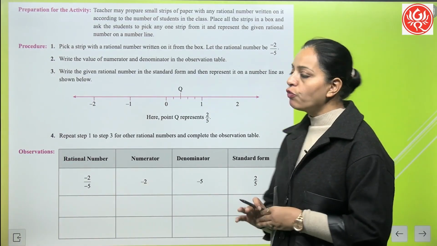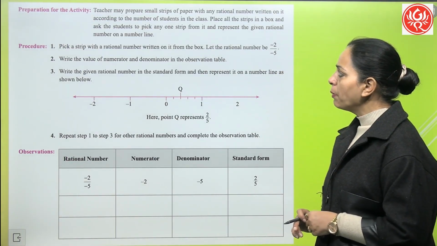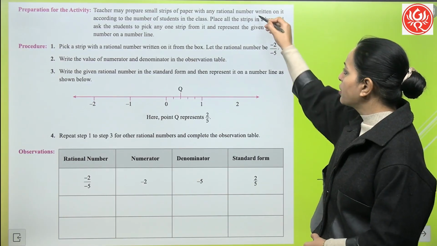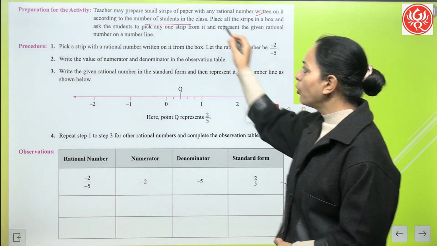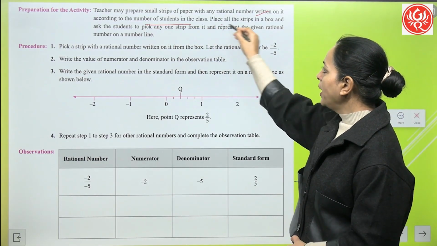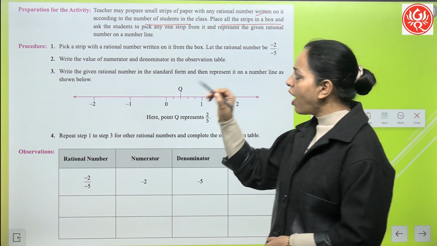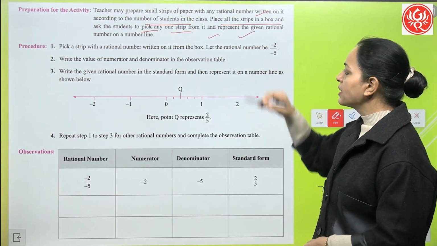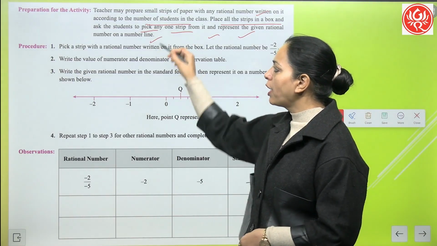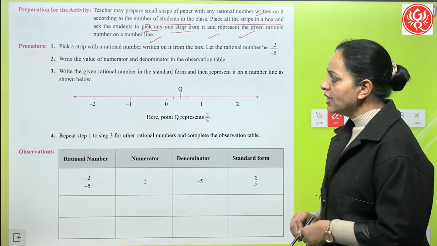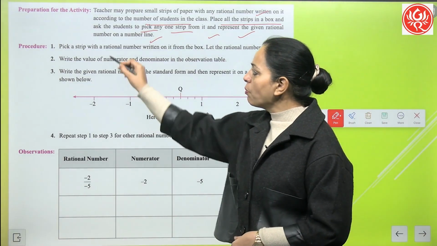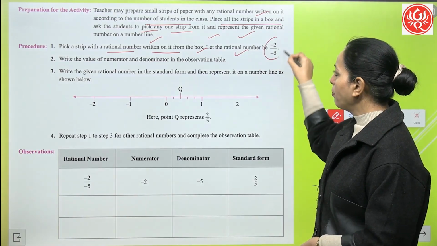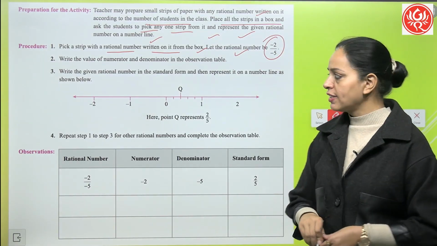Now, preparation for the activity. Teacher may prepare small strips of paper with any rational number written on it according to the number of students in the class. Place all the strips in a box and ask the students to pick any one strip from it and represent the given rational number on a number line. See procedure. The first one, pick a strip with a rational number written on it from the box. Let the rational number be -2 upon -5.